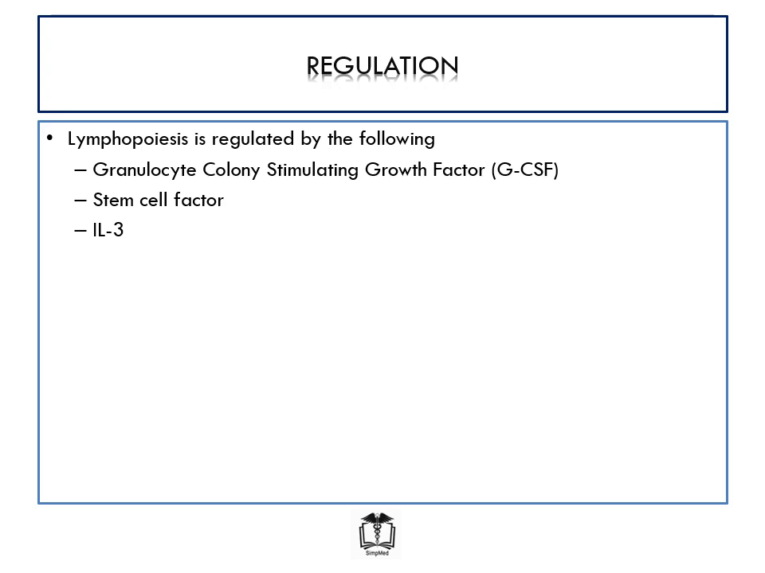The lymphopoiesis as a whole is regulated by a number of different factors. So we have the granulocyte colony stimulating factor, stem cell factors, and interleukin 3 being the major factors involved in the process of driving lymphopoiesis to its conclusion.